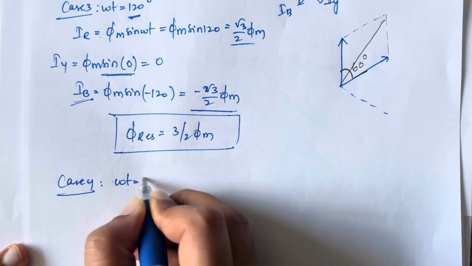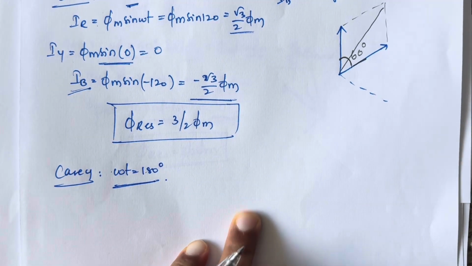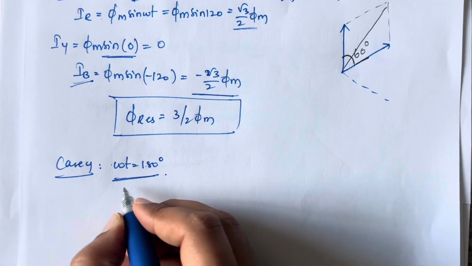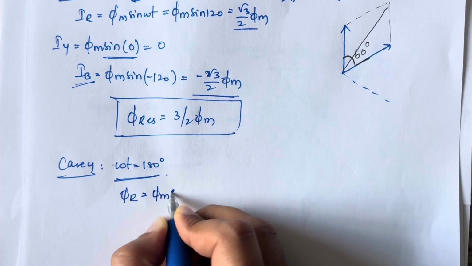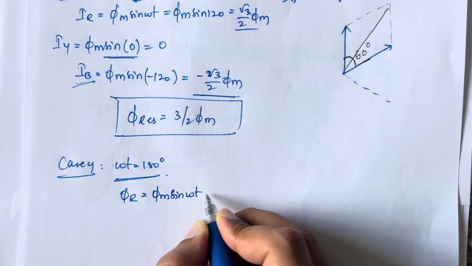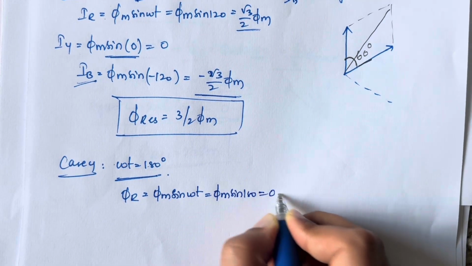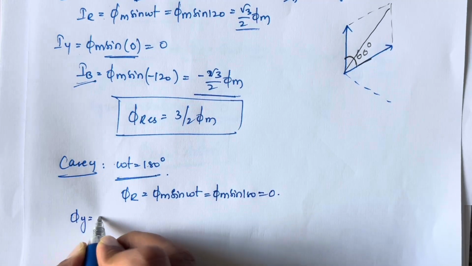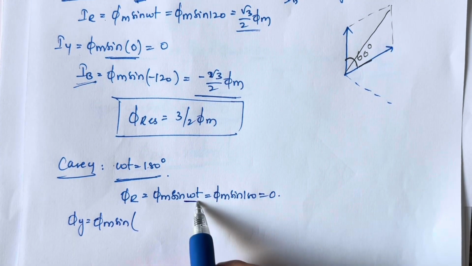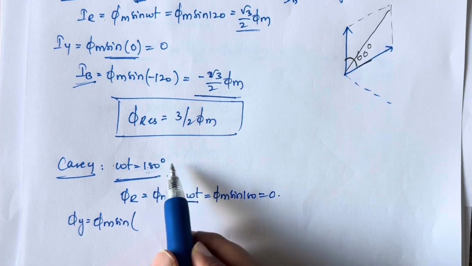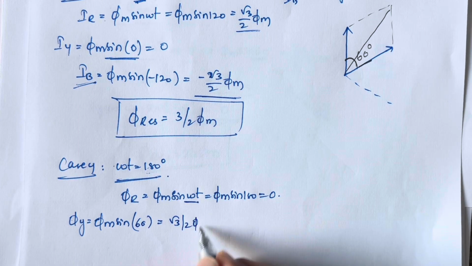Where omega t is equal to 180 degrees. Okay. So in case of 180, what will be your phi r? Again, phi m sine omega t, right? So which is equal to phi m sine 180, which is nothing but 0. Next, your phi y will be how much? Phi m sine omega t minus 120. Omega t is 180. 180 minus 120 is 60, which is equal to root 3 by 2 phi m.